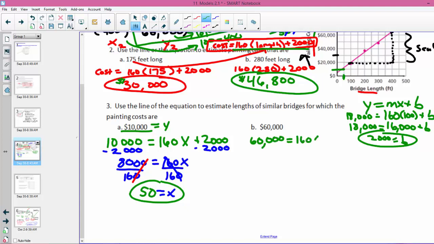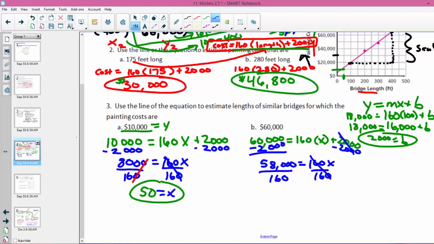And then 60,000 is the other one that needs to be plugged in for y. So 160 times the x plus 2,000. That letter can really be any letter. It doesn't have to be x. It makes sense if you're going to use y equals mx plus b. So 58,000 divided by 160. I'm going to guess right now, 58,000 is right here. When you trace it over, it looks like it's going to be a little over 350.